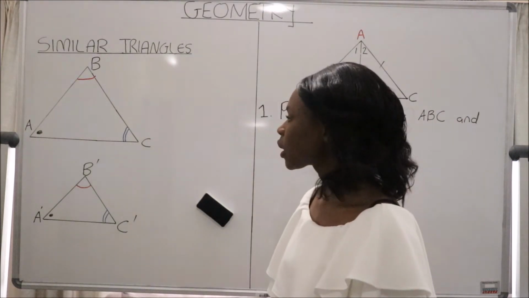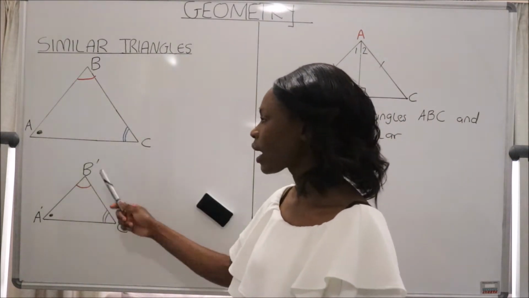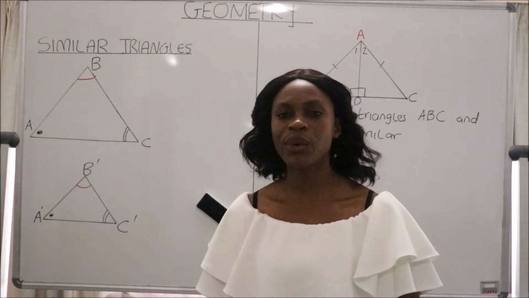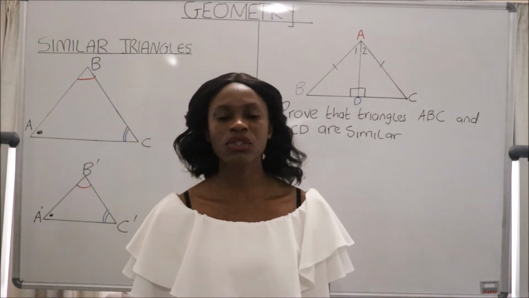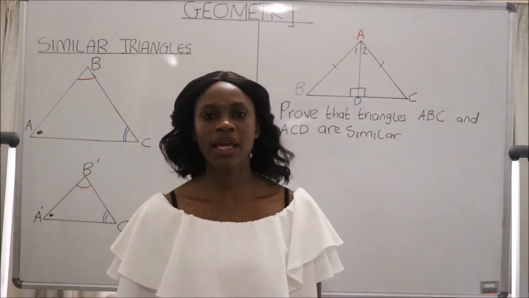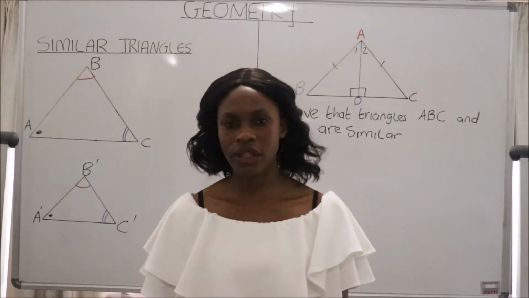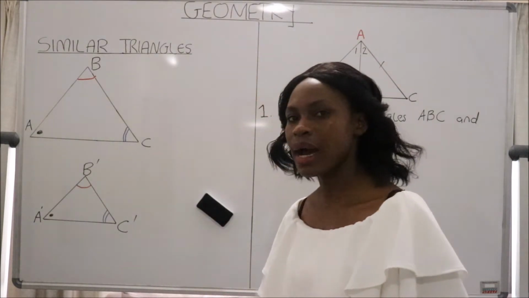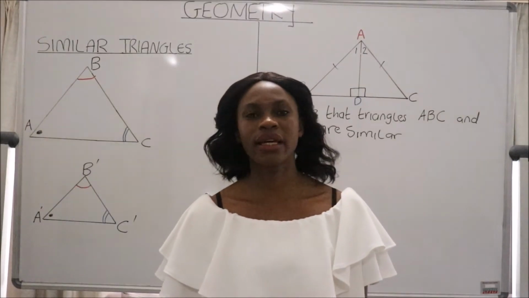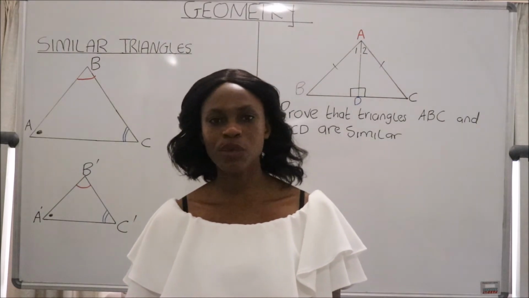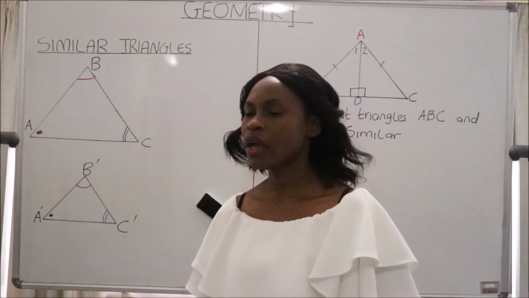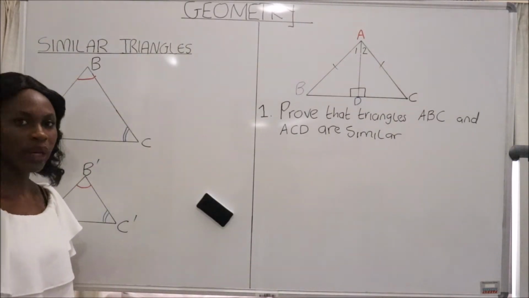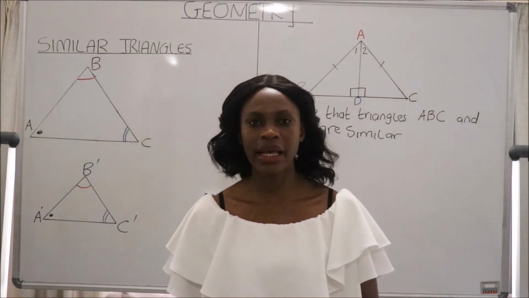Alright guys, with similar triangles, as you can see, these two triangles here, the first triangle is a bit bigger than the second triangle. So when you are dealing with similar triangles, either the angles within those triangles must be equal to each other, or the corresponding sides of the triangles are proportional to each other. So the reason for similarity in triangles is always AAA, which stands for angle, angle, angle.